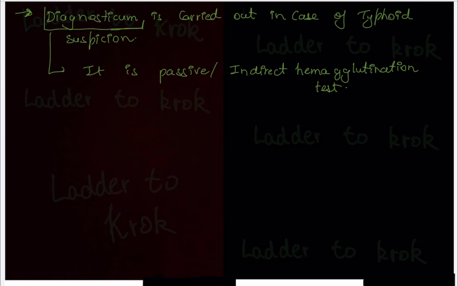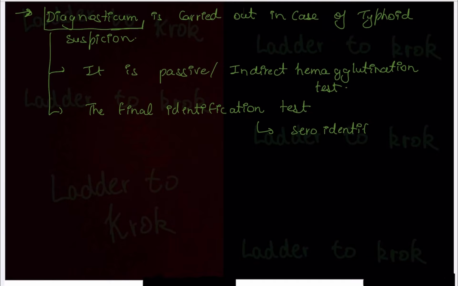And for the final identification, here we can use the serological identification method. Basically what is serological identification? In this we find the antibodies in the serum of that patient, obviously. So what will be the ratio at which typhoid is confirmed or absent? The ratio is like this.